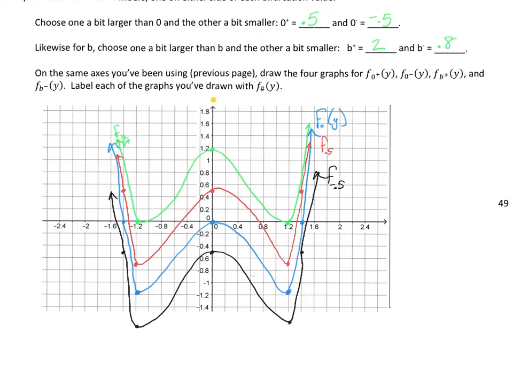And all my zeros are going to be there. Oops, that's a little over. Like that. Good. Okay. And then the minimums are going to go up by 2, and they're at negative 1.2, so they're going to go up to about 0.8.